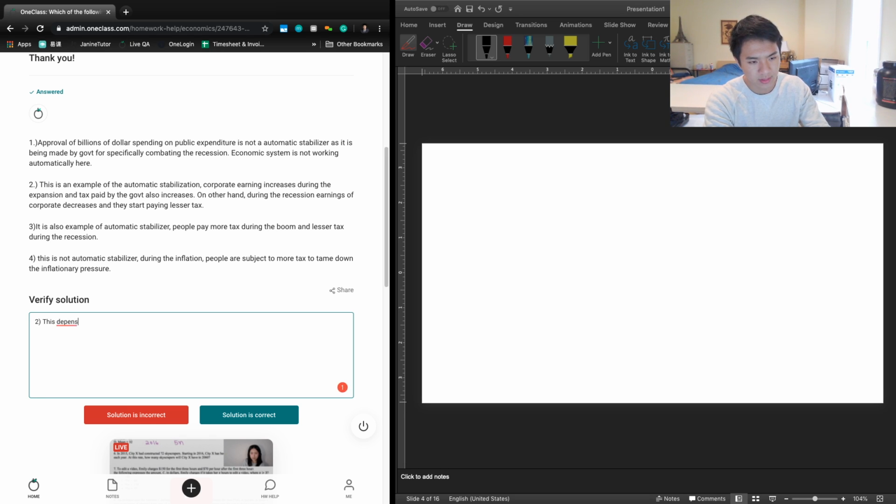This depends a bit on the structure of the corporate tax rate, i.e. whether it's a flat tax or a progressive tax like income tax. If the tax were to be a flat tax, regardless of profit levels, it's not clear how this tax would act as a stabilizer to slow down the economy in the event of an expansionary gap.